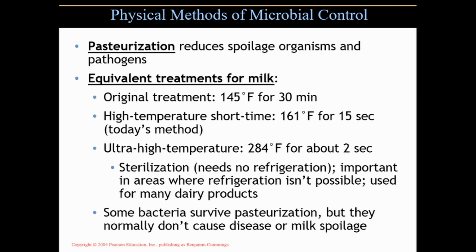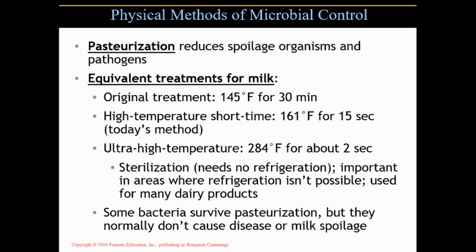Ultra high temperature, or UHT, jacks the temperature up to 284 degrees for about 2 seconds. This achieves full sterilization. Now, the high temperature short time method, the one that's used most commonly, does not achieve sterilization, but the temperature and the length of time it's administered are sufficient to kill pathogenic bacteria that may be in the milk. You don't know. The milk could be perfectly fine, with no pathogens in it whatsoever, but we don't want to take the chances when we're processing such a huge volume of milk from dairy cows.